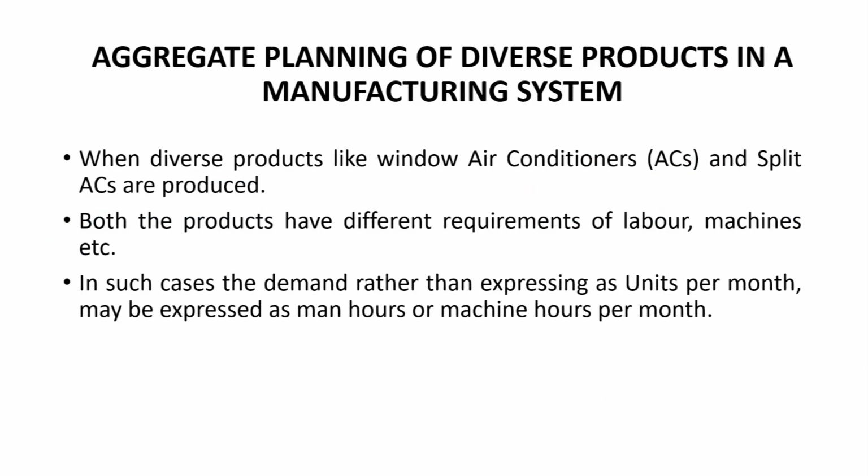Friends, so these are some of the illustrations which we have discussed. Now, let us see what happens if there are diverse products in the same system, you are producing different types of products, it can be window AC and split AC or different types of products, then how to do the aggregate planning. What is required is we have to convert both types of products into the same common scale. It can be in terms of requirement of labor or machines, because you have to bring the outcome or demand onto a single scale, a single parameter.